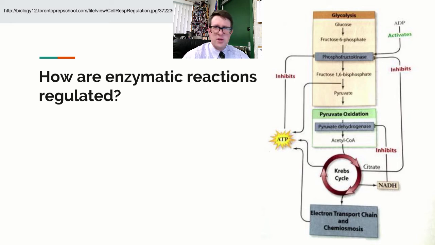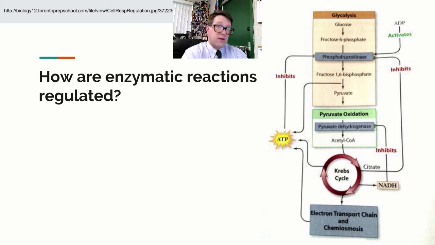So then what happens when you use up all your ATP? If you run out of ATP, there's no ATP to stop the enzyme, which means glycolysis starts up again. The role of feedback inhibition is that it is an outside brain that can sit there and say on or off.